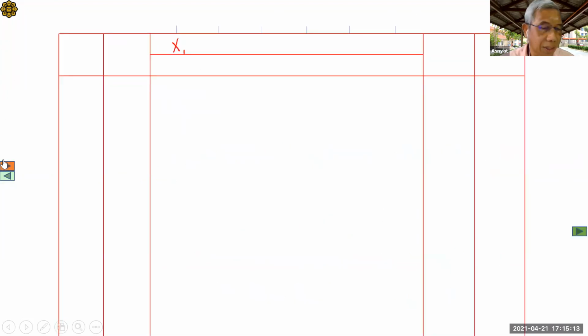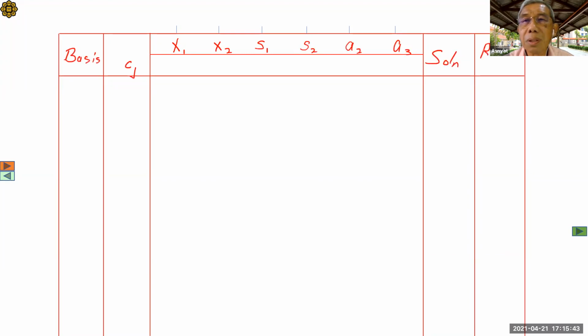x1, x2, s1, s2, a2, a3. Because on the left hand side here is the basis, Cj, the solution, then the ratio here.